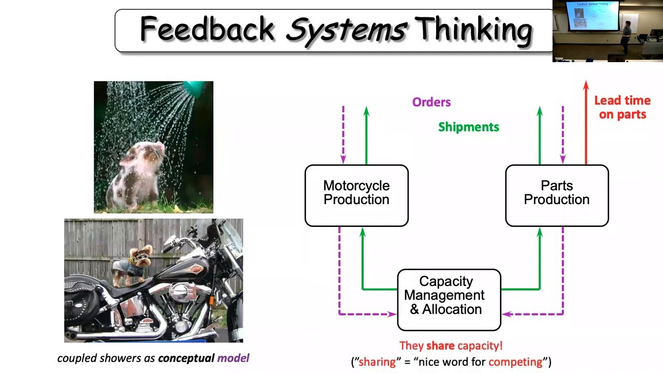So the point here is that these two apparently independent subsections of the company share a single resource. And share is our kind of dynamical systems word for compete. And so they really are competing for finite resources. And the competition for finite resources is going to lead to these kind of tit for tat battles where the consequences are this: you're going to get huge delays in parts, huge delays in motorcycles and so on.